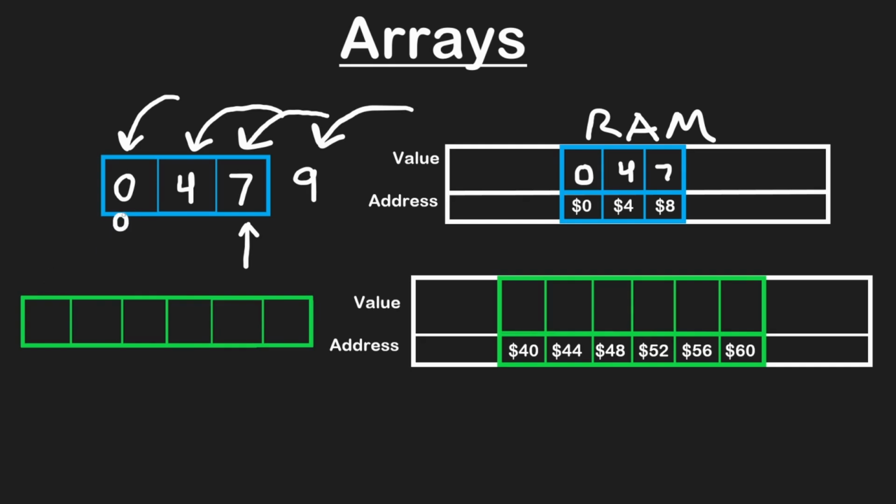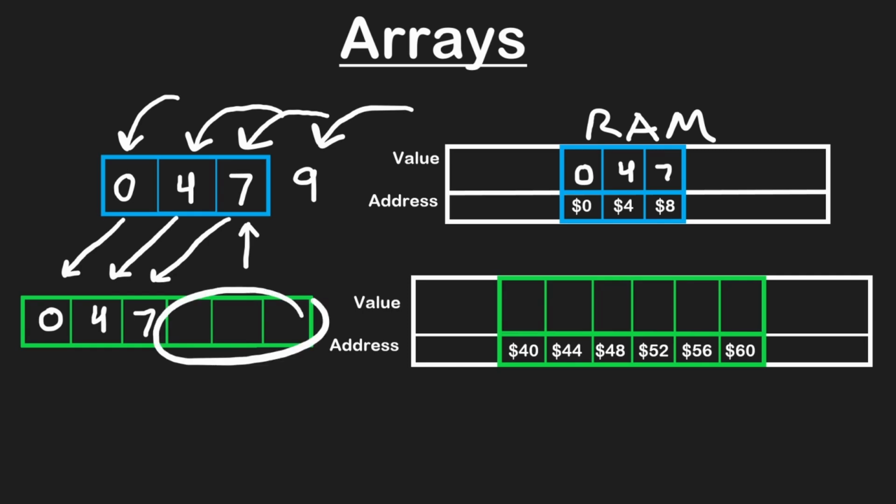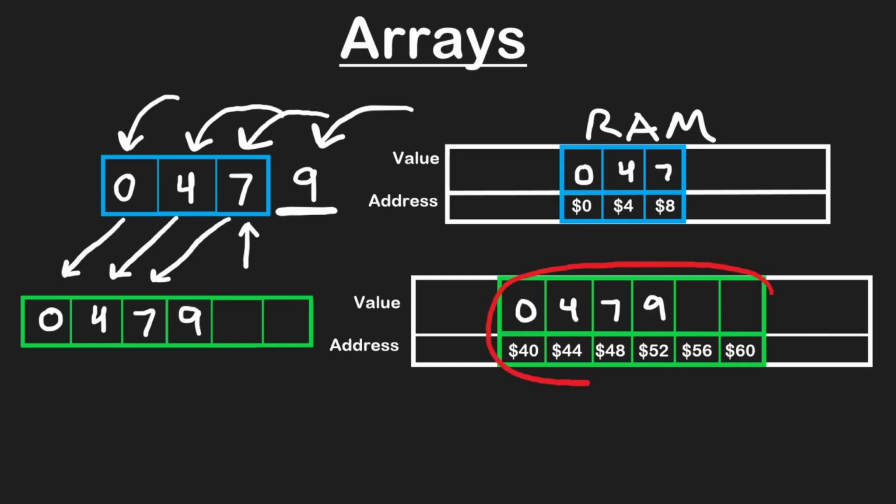So if this is at index 0, it's going to get copied to index 0 in the second array. If this is at index 1, it's going to get copied to index 1. If this is at index 2, it's going to get copied to index 2. So our second array is going to look like 0, 4, 7. You can tell we solved the problem of not having enough space. Now we definitely have enough space for this 9 to also be here. So now our memory looks correct.